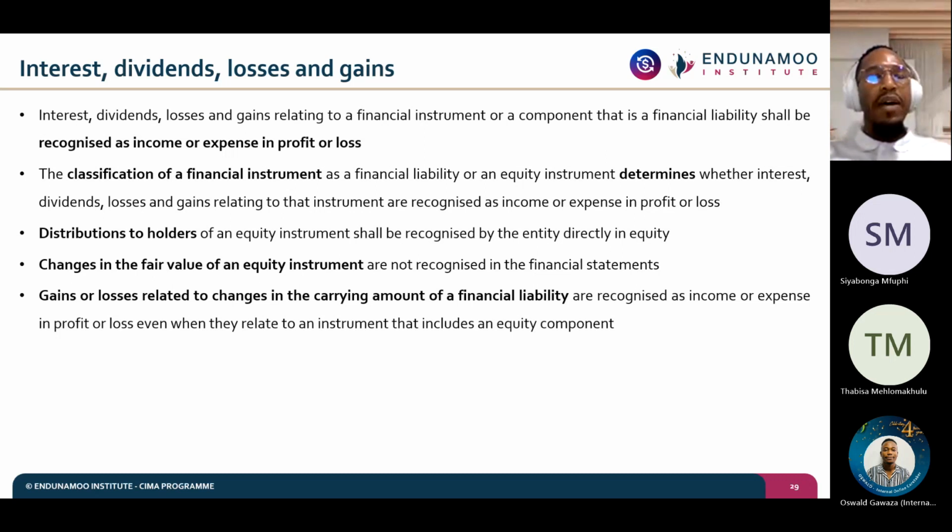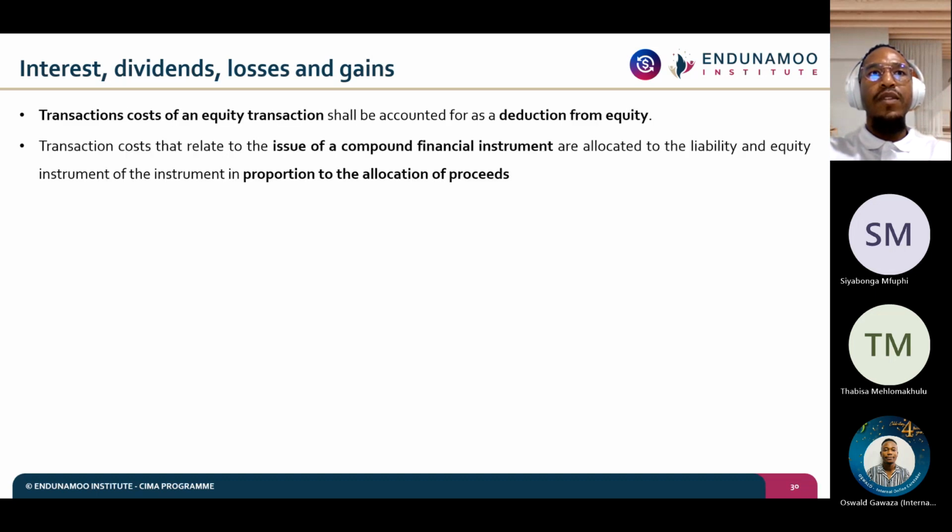But one important thing to remember is that when there are distributions that are made to holders of equity instruments, these distributions do not touch P&L. They go directly against equity. The transaction costs as well of an equity transaction have to be accounted for as a deduction from equity. So if you classify a component of a financial instrument as equity, any transaction costs related to it go into equity. Any distributions on that instrument go into equity.